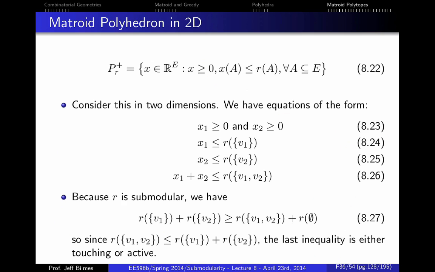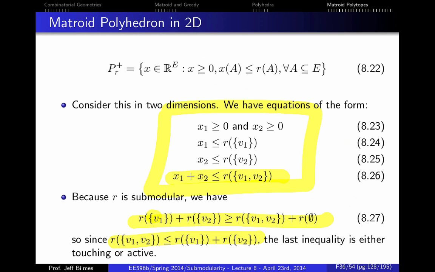Now, R is submodular, right? And so we have that this is true. That's the submodular inequality. And we have that the rank of the empty set is equal to 0. So this is true. And so this last inequality is a constraint that is either touching or active, meaning it's actively constraining the set of points that define the set of constraints.